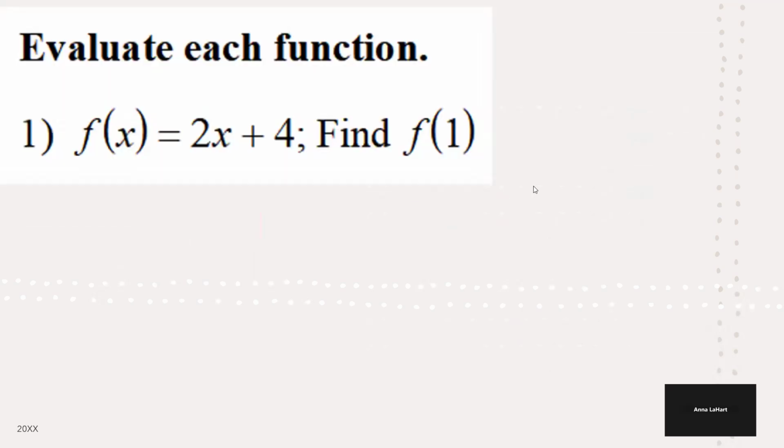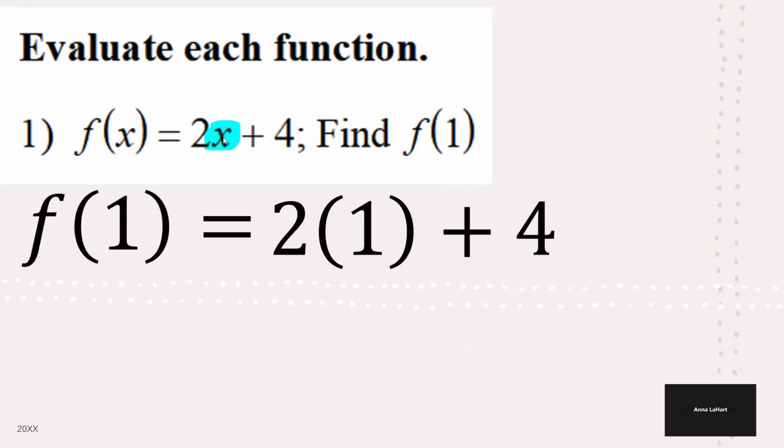Okay. So the first one, linear, this is how it will look. It'll say evaluate each function. So this function, f of x, because that's how you say that first part, is 2x plus 4, 2 times x plus 4. Find f of 1. So then that one value is your x. Where you see an x, you're going to replace it with a 1. So x becomes 1 because that's what they want us to evaluate.